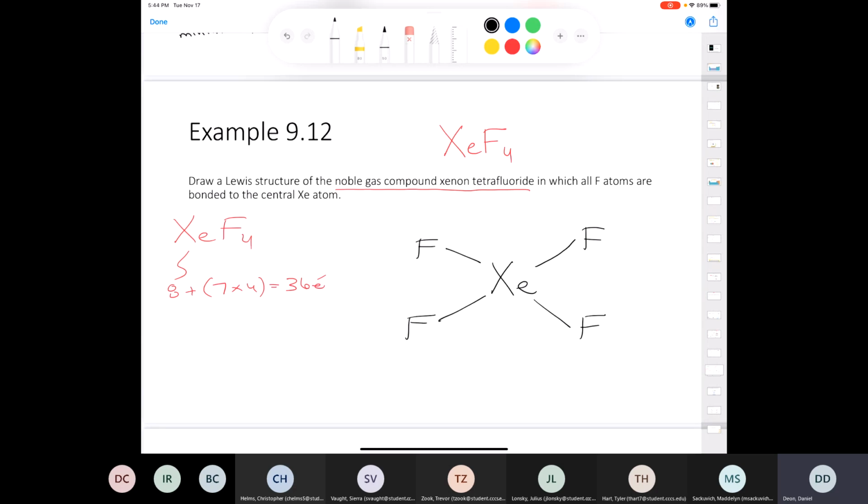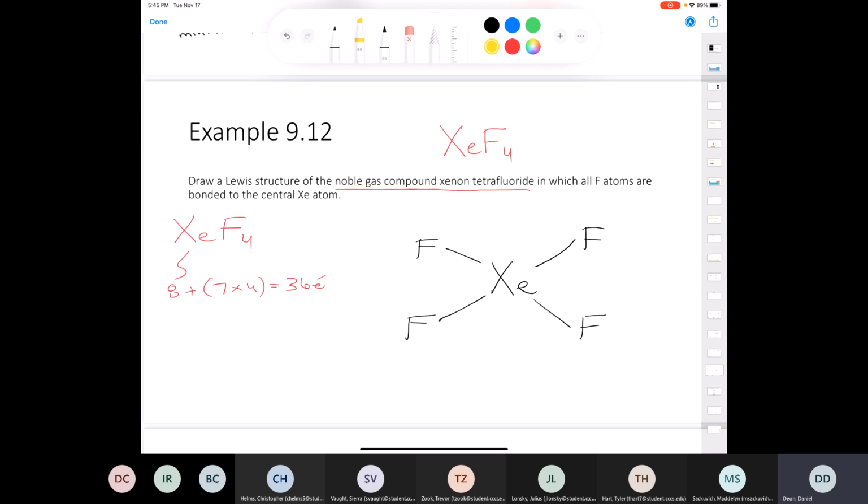Okay, I'm going to give you a second to see if you can finish up this Lewis structure. Okay, my question to you guys is this. Are there going to be any lone pairs of electrons on the xenon? Yes or no? When I complete this Lewis structure, will there be lone pairs on the xenon? Julius says yes. You're absolutely correct, Julius, right?